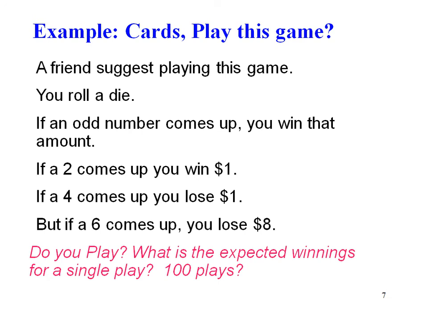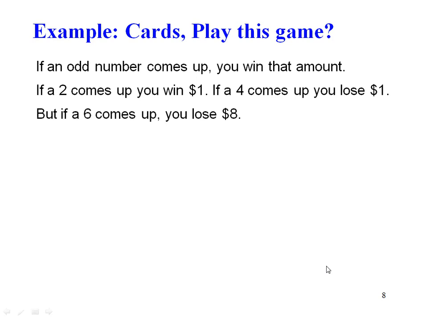So let's do an example. Rolling a die. So you roll a die, and if an odd number comes up, you win that amount. If a 2 comes up, you win $1. If a 4 comes up, you win $1. You lose $1 on a 4, but if a 6 comes up, you lose $8. So you don't want a 6. Now, would you play that game? How would you determine that? What's the expected winnings on a single play, and what about 100 plays? This is exactly how you would determine whether you would play a game, the expected value. So let's do it.